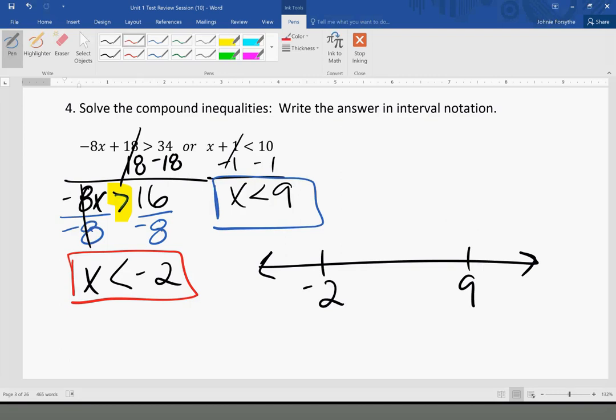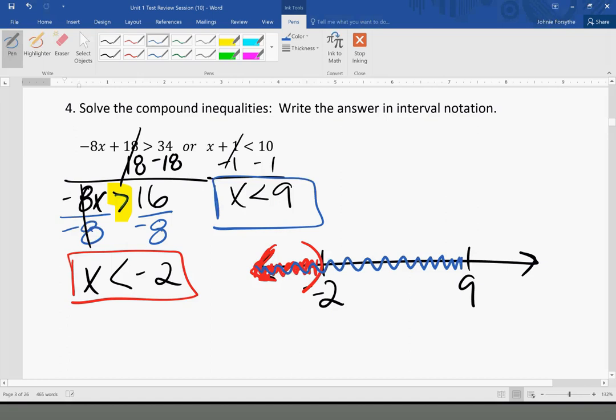So x is less than negative 2. Here's negative 2. I am not including negative 2 because it's not less than or equal to. So all the values less than negative 2 are to the left. And I'm going to use parentheses because it's not including negative 2. In developmental math, we would use an open circle for that. But since we're in intermediate, we're going to use brackets and parentheses. So the next one, x is less than 9. Here's 9. All the values less than 9 are to the left. And we are not including 9. It's not equal to, so we're going to use parentheses as well.